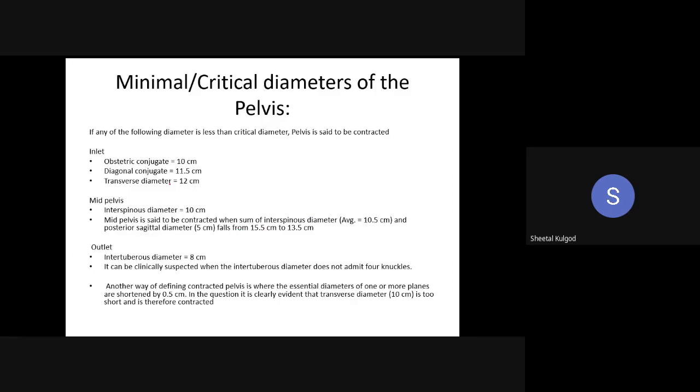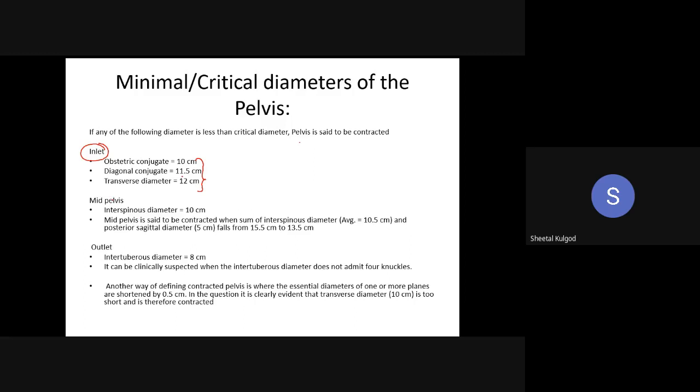So here again, this slide I have included to put up the discussion as well. As you can see, there are certain critical diameters of the pelvis when we can say that there is a contracted pelvis. This slide is very important. Please note all the things in this. Understood? When the obstetric conjugate is about 10 centimeters or less, diagonal conjugate is 11.5 centimeters or less, transverse diameter is less than 12 centimeters. So these are the critical diameters to tell that the pelvis is contracted at the inlet.